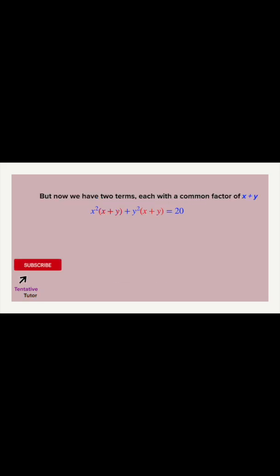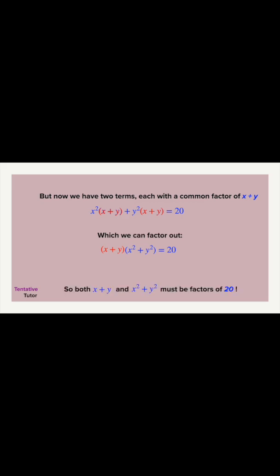But now we're left with two terms on the left, each with a common factor of x plus y. So we can apply the distributive law again and factor out the x plus y. We're left with x plus y times x squared plus y squared equal to 20. So both x plus y and x squared plus y squared must be factors of 20.